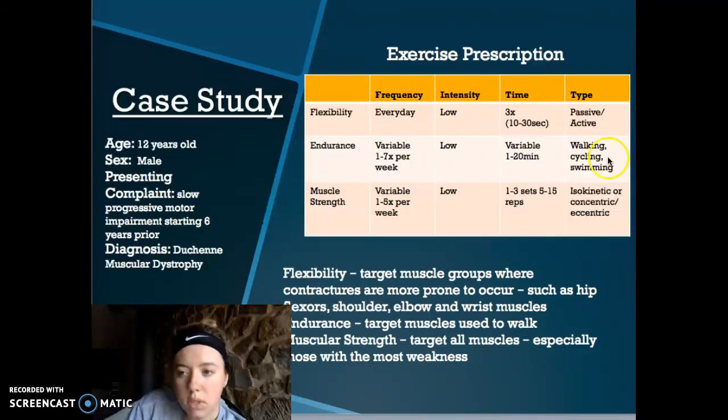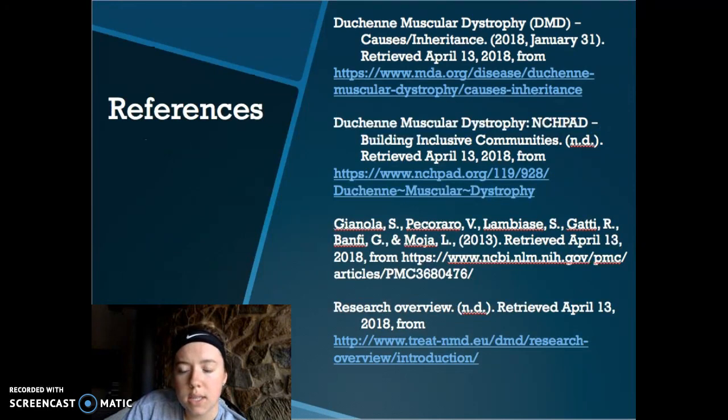Lastly, that's all I have for my case study. These are my references, and I hope you learned more about DMD, Duchenne muscular dystrophy, and that my presentation was clear. And I hope you all enjoy this weekend.